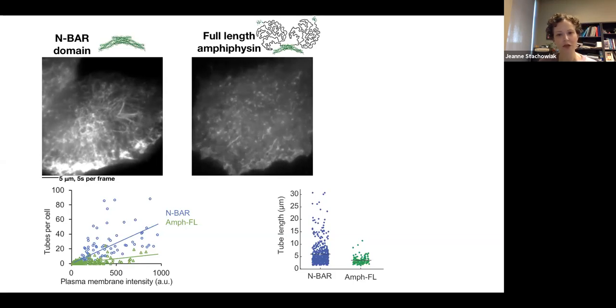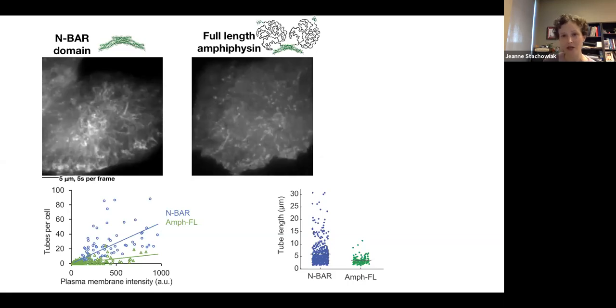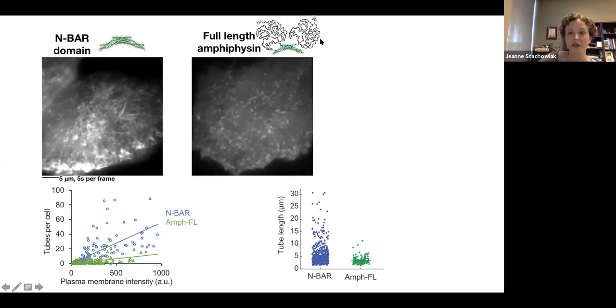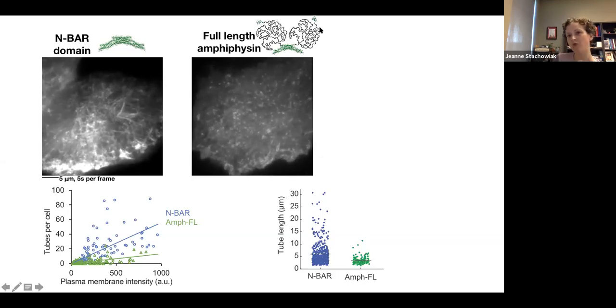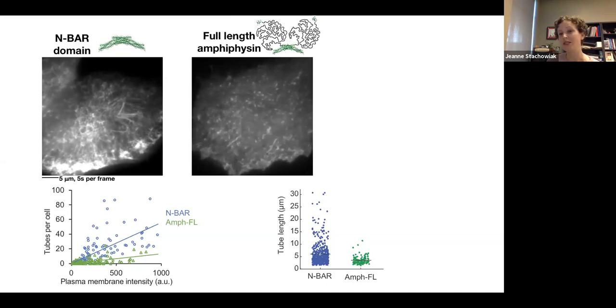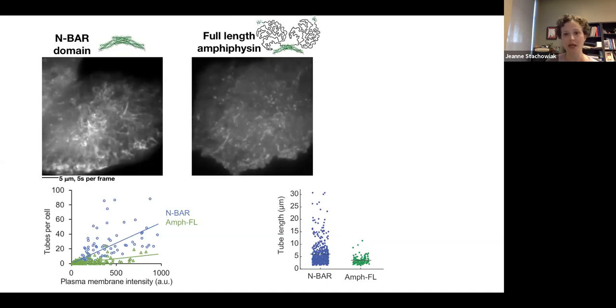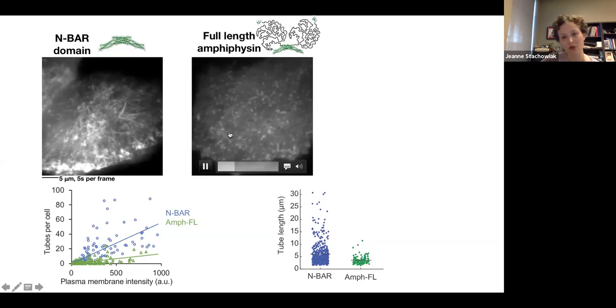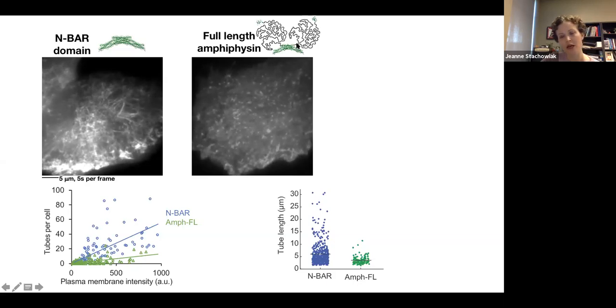So that's sort of in line with our thinking, but a key caveat here is that the disorder domain here of amphiphysin can recruit the whole protein scission machinery. So it can recruit dynamin, which is still in these cells. So it's possible that we're just recruiting the proteins that are going to cut the tubules off.